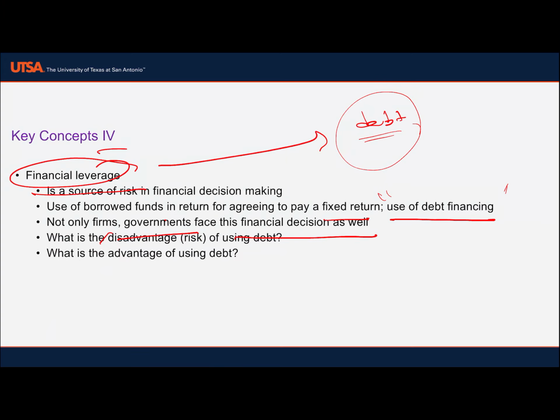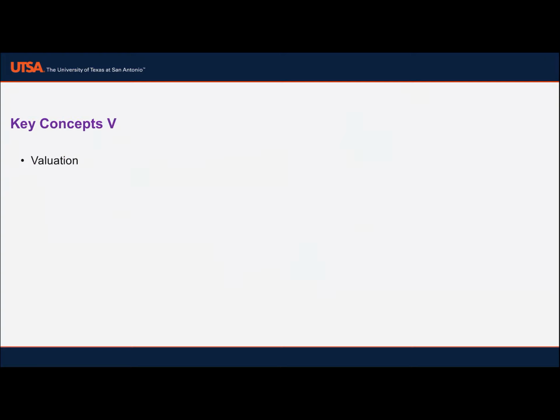And what is the disadvantage of using that? We will talk about the details of using debt and equity. And what is the advantage of using debt? Why companies use debt, or how much debt they need to use.